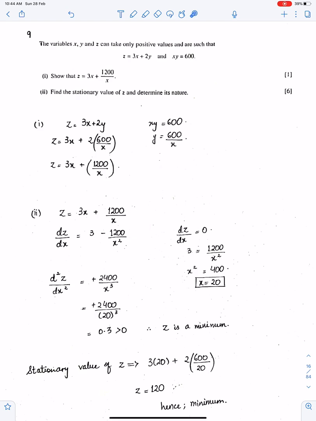It's fine. So by equating the differential dz upon dx to 0, we can have the value of x. Since x is positive, as mentioned, take the positive value of x. And then substitute this x here to get the value of z. This is the value of z. And for the nature, get the second differential of this. This is the second derivative. Substitute 20 here. The answer is positive, so this quantity is minimum. And this is the minimum value.